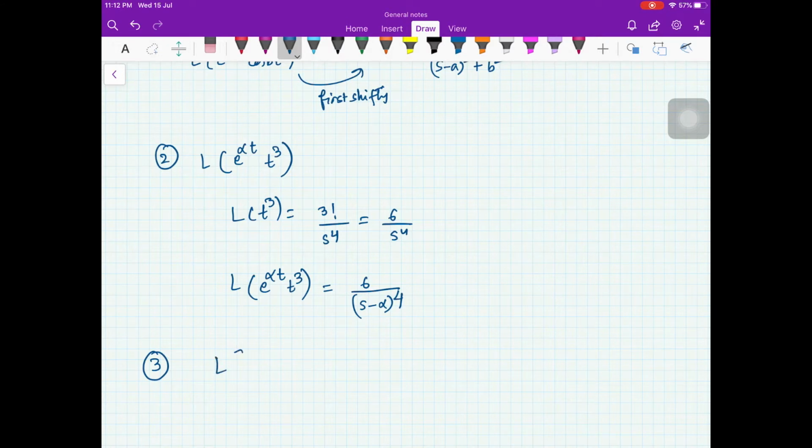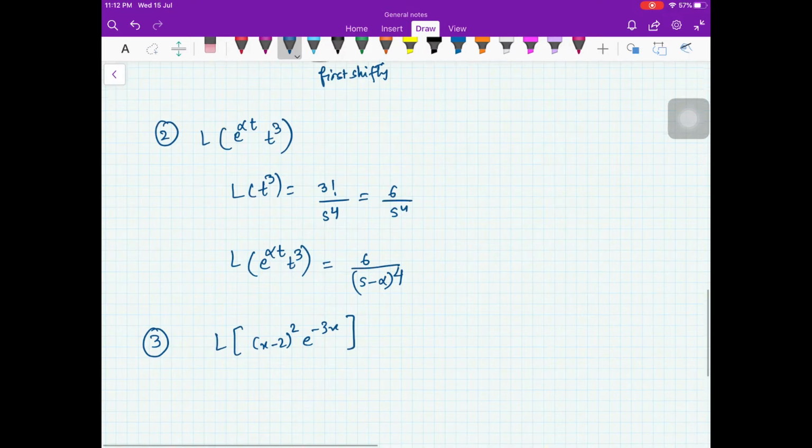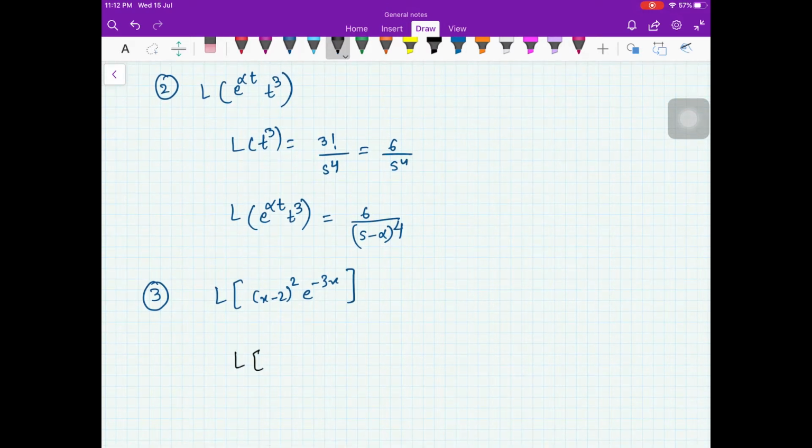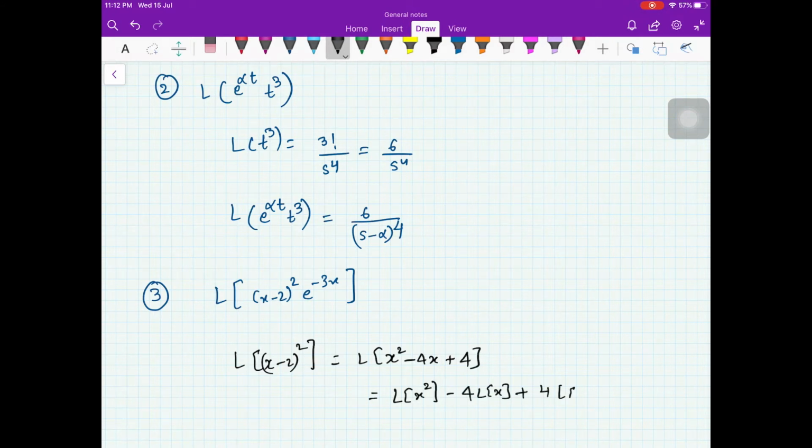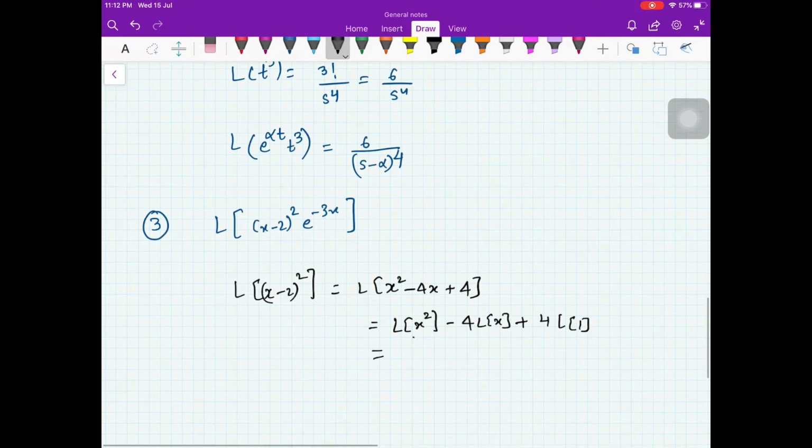Now I can give you another. So L of (x minus 2) square e raised to power minus 3x. So can you do this? It's very simple. So you will start with L of (x minus 2) square. So this is L of x square minus 4x plus 4. So this is L of x square minus 4 L of x plus 4 L of 1, right? So what is L of x square? This is 2 factorial upon s cube, fine, and minus 4, what is this? This is 1 upon s square, plus 4 upon s. So this is when you have (x minus 2) square only.